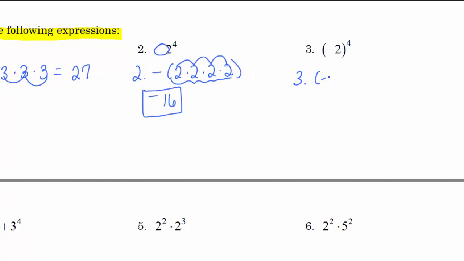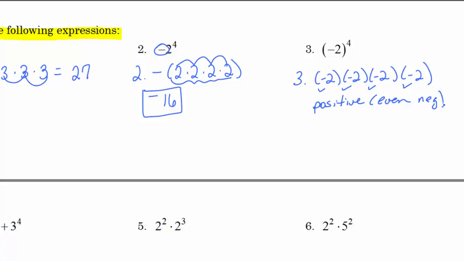Now number 3, just like I talked about up there, what the base is. This means negative 2 times negative 2 times negative 2 times negative 2. Now what happens when you multiply a negative times a negative times a negative times a negative? If you have an even amount of negatives, your answer is going to be positive. If you have an even amount of negative signs. Right? It's negative if you have an odd amount of negative signs. So we know the answer is positive, and then positive 16.